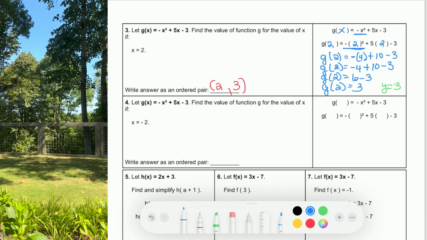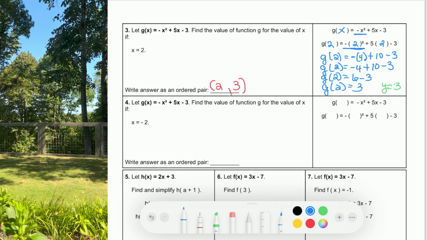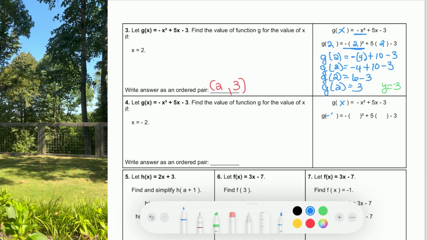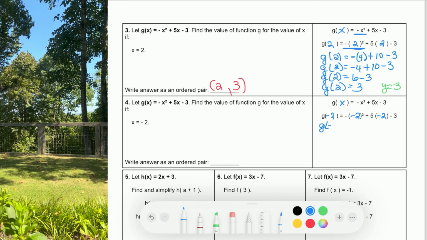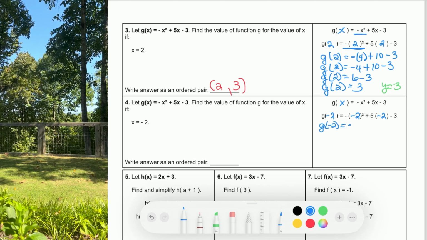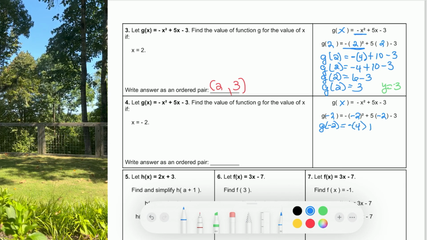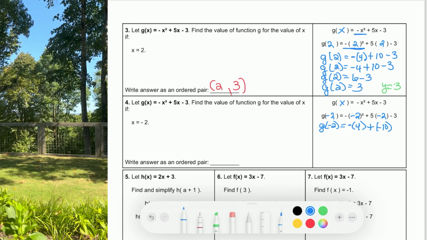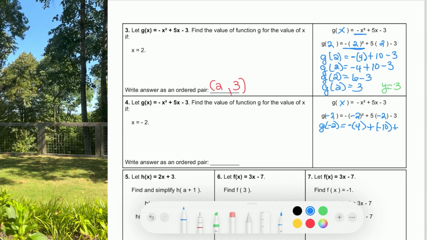Now let's look at number 4. We have let g of x equal negative x squared plus 5x minus 3. Okay, we have the same equation. Find the value of function g for the value of x if x is negative 2. Okay, so instead of 2 this time, they want us to use a negative 2. So I'm going to plug in everywhere that I have an x, a negative 2. So I have g of negative 2 equals negative 2 squared is a positive 4. 5 times negative 2 is a negative 10. And I'm going to go ahead and change my minus 3 with the keep it change just so the next couple of steps will be simpler.